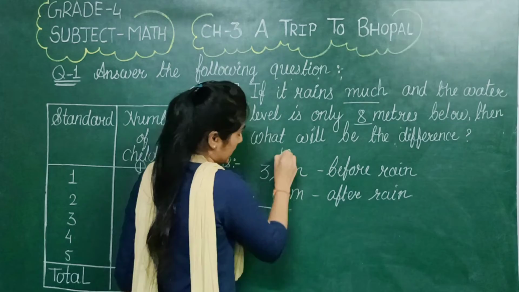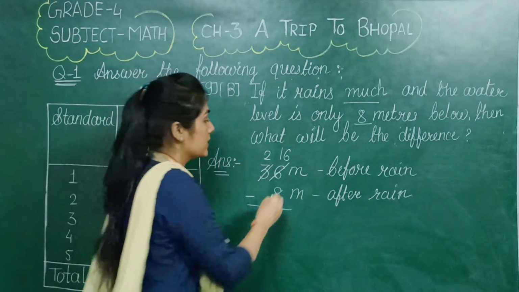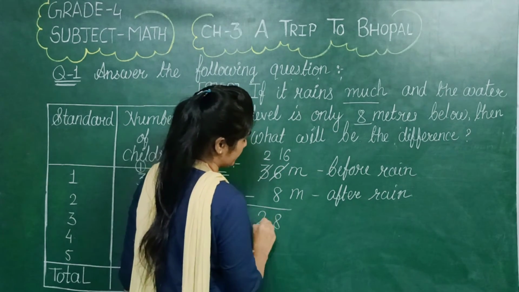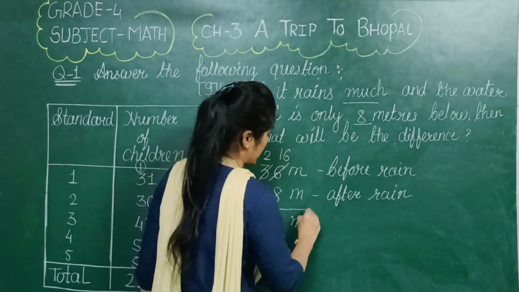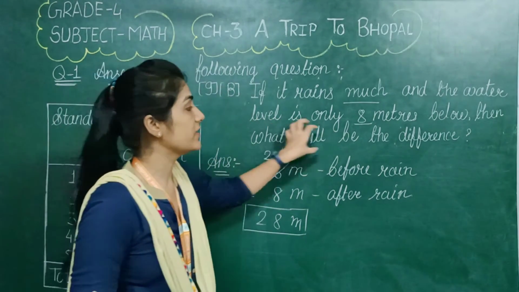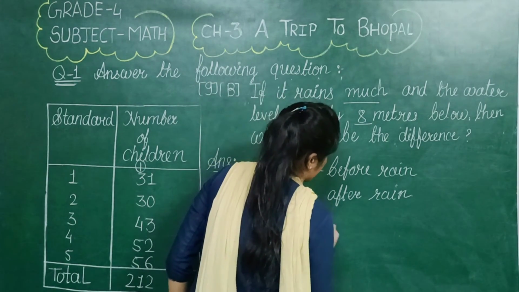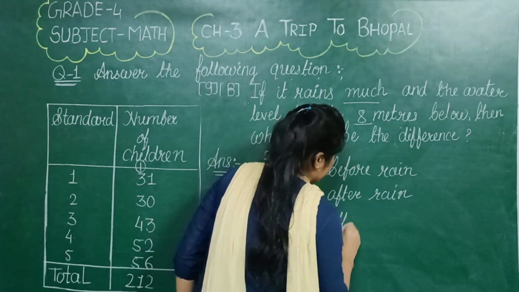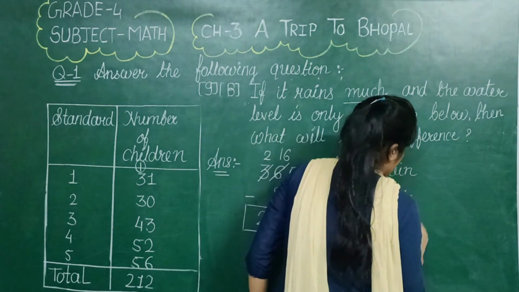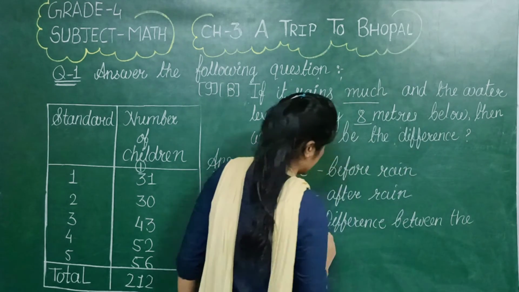So 16 we can put here, and 2, which is less than this 3. So 16 minus 8 is 8, and 2 we copy as it is. So that is 28 meters. This 28 meters is the difference between the water level.